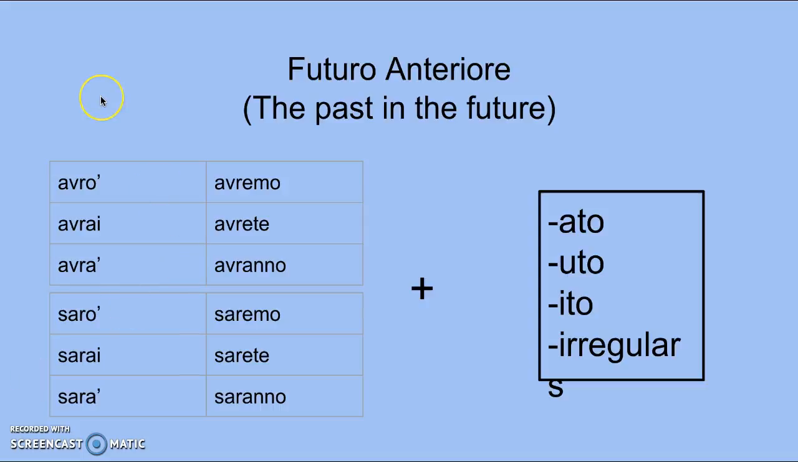And finally, to speak of the past and the future, the futuro anteriore, you do the present tense of avere or essere, depending on if it's a house verb or not, and then add ato, uto, ito, or irregulars, for the ending. And that's how you do futuro and condizionale.